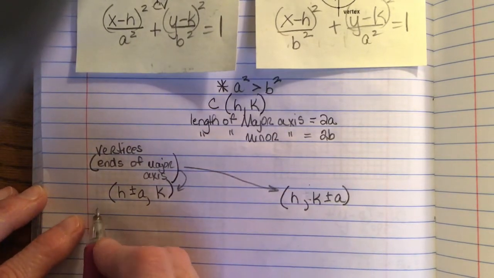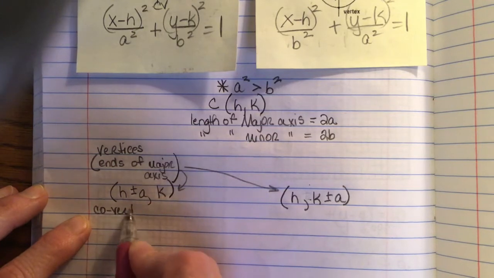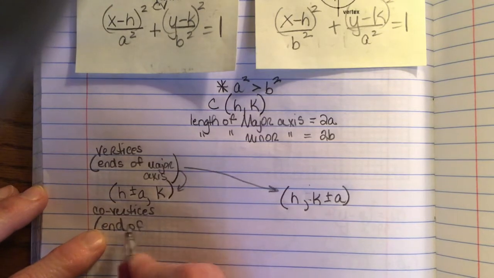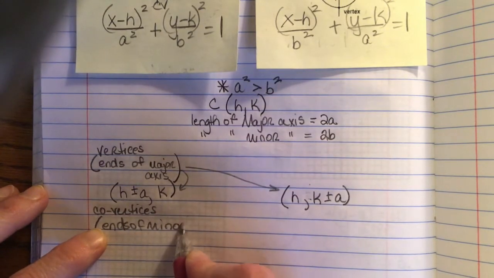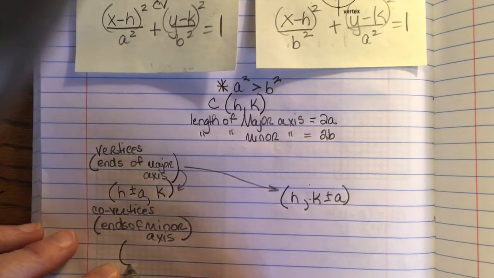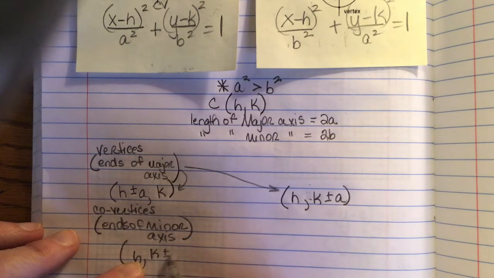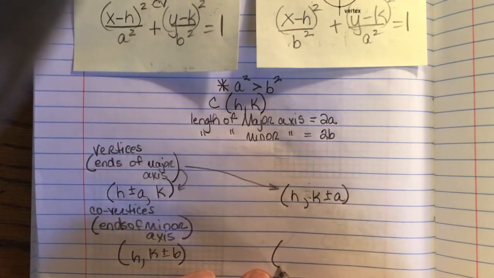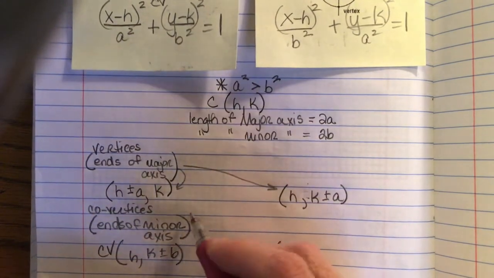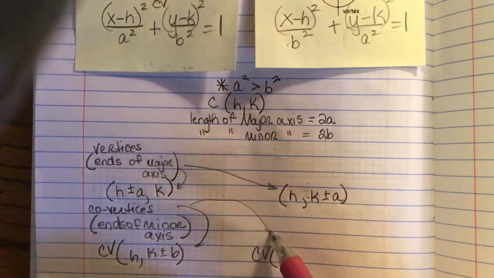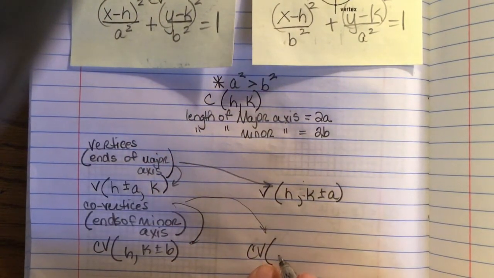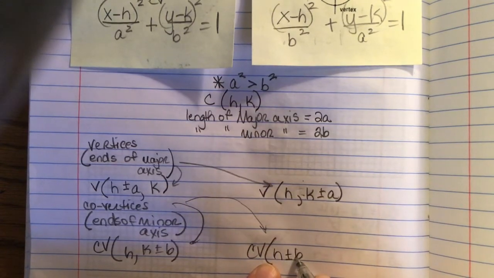And they're called the co-vertices. And these are the ends of the short one. Okay, and they're going to be h and then k plus or minus b. And then this one's going to be, and I call them CV, co-vertices, and I actually just call these V, vertices and co-vertices. And this is going to be h plus or minus b, k.